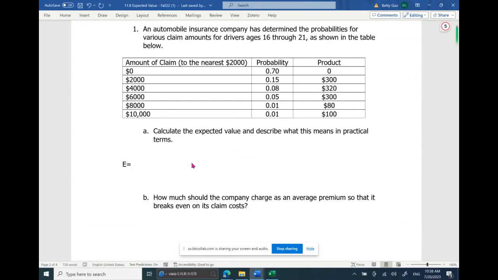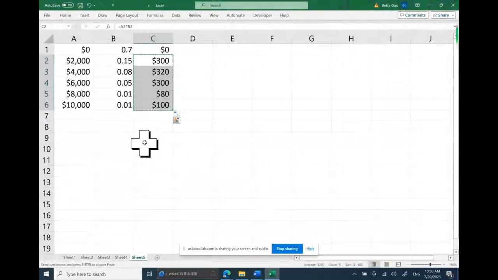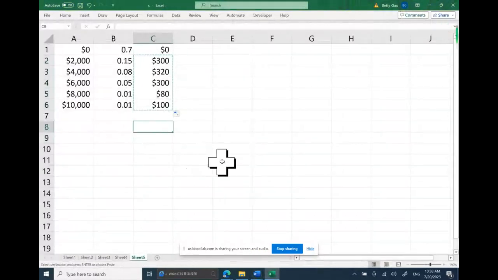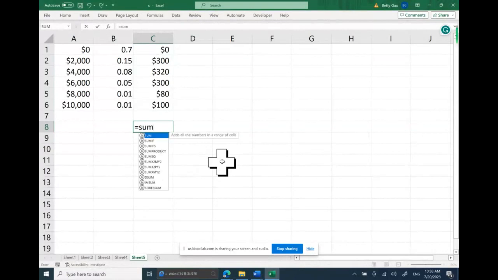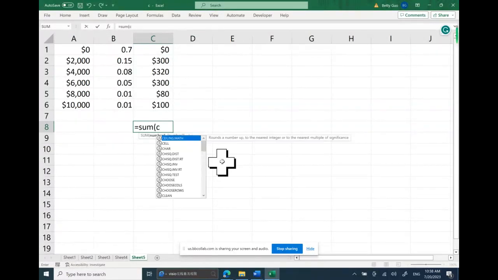Would it be the sum? Okay, the sum of the products. We're gonna add all of them together here. Let's see what's the sum of those products. You just add them up, add them all together. Sum from C1 to C6.